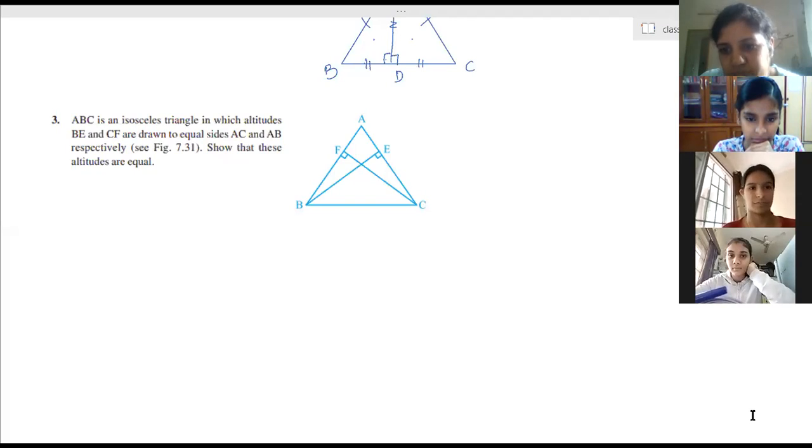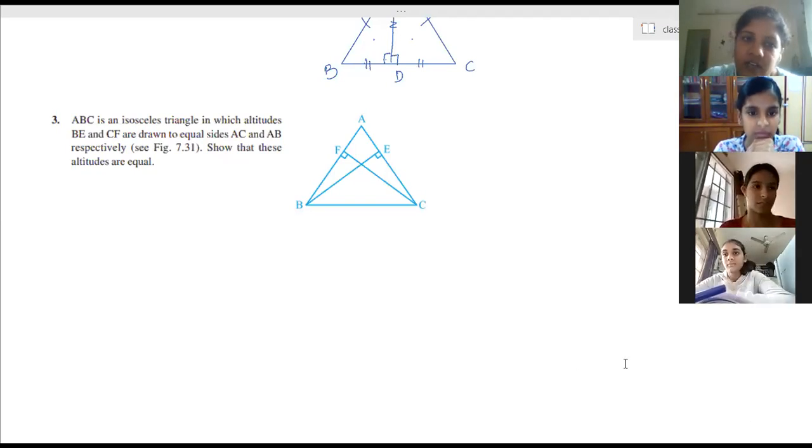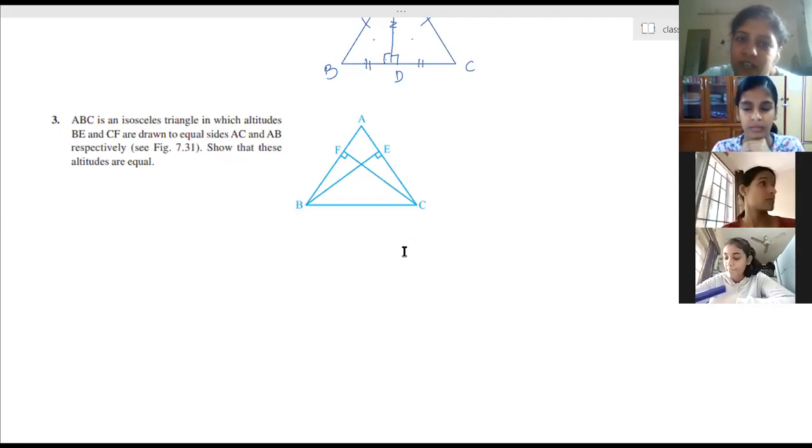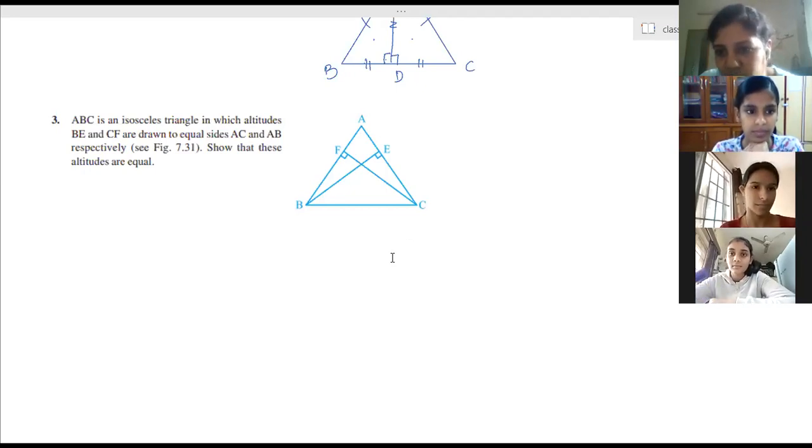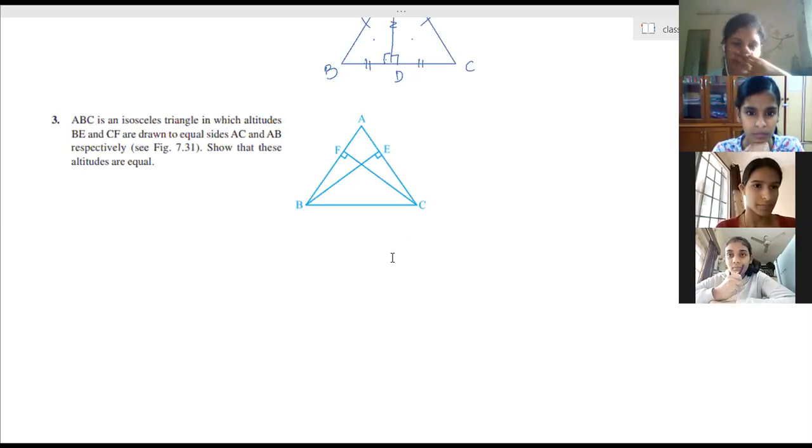Clear? So in this triangle, ABC is an isosceles triangle. That means AB and AC are equal, and you have to show BE and CF are equal. How to show? We have to show congruency here. So which triangles can we show congruent?